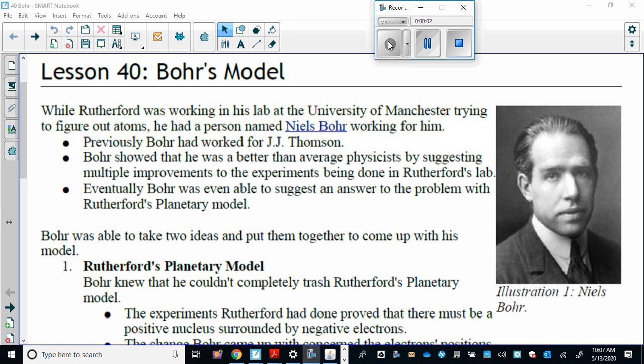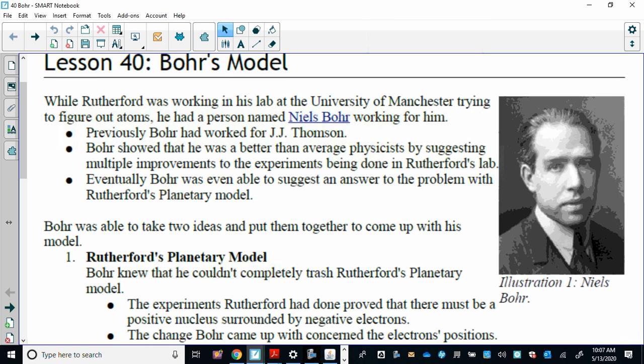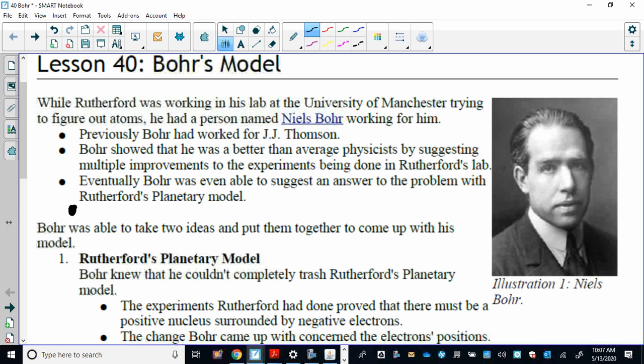Lesson 40, the Bohr model, and this is where things get really interesting for atomic models. So our last model was the Rutherford planetary model, and in that model we say that there's a very dense, massive nucleus, and then the electrons are orbiting the nucleus.